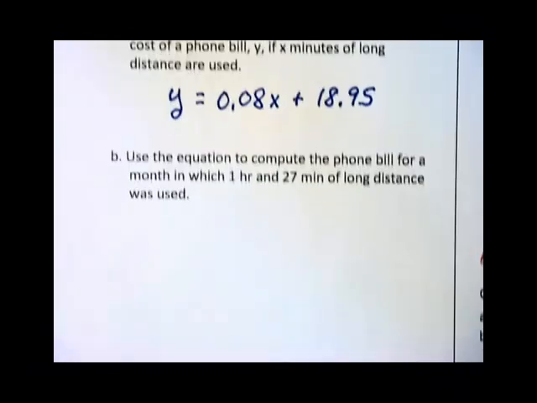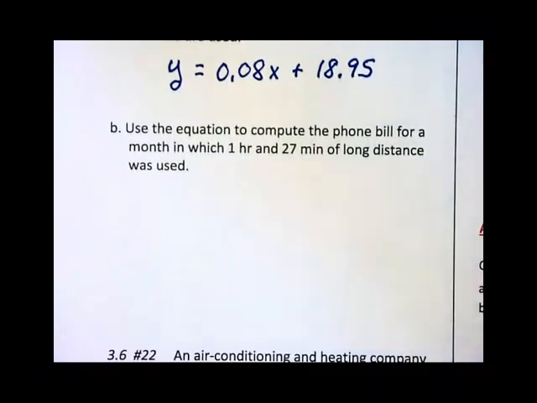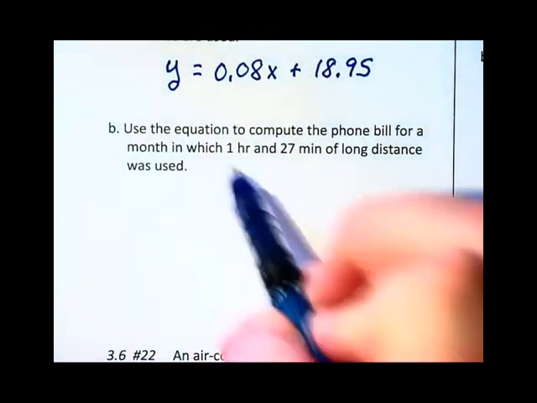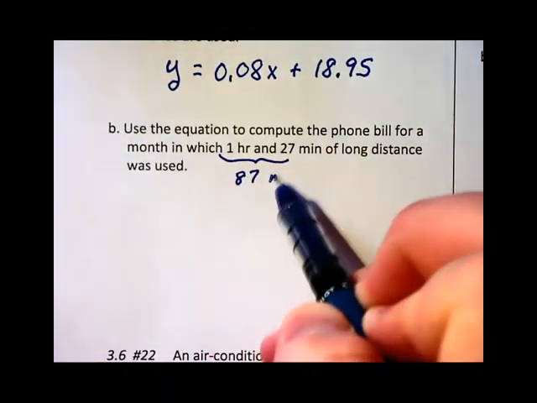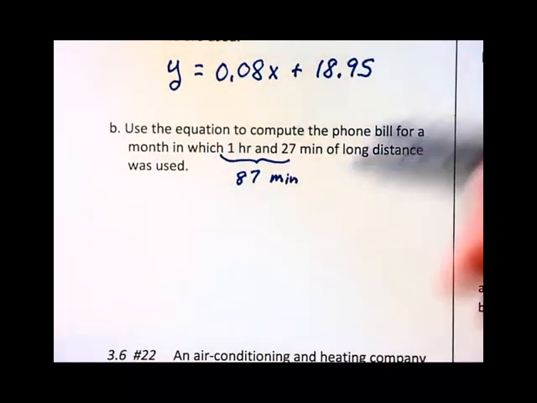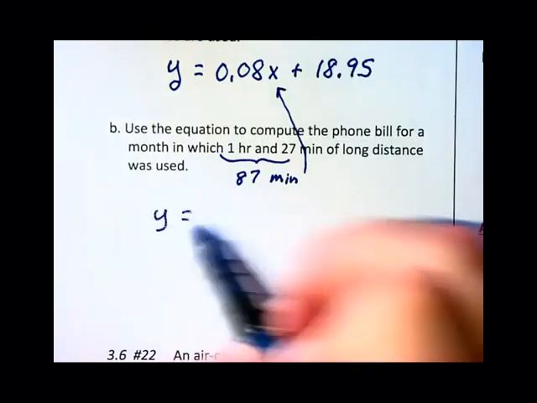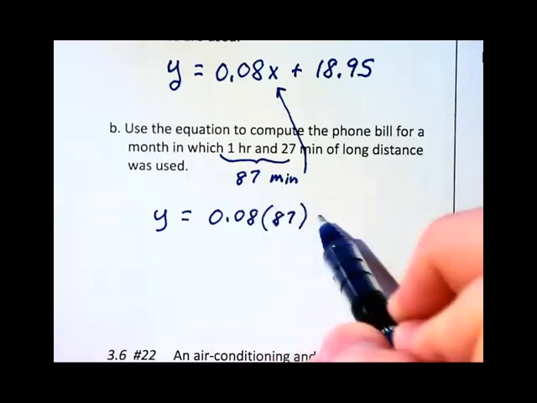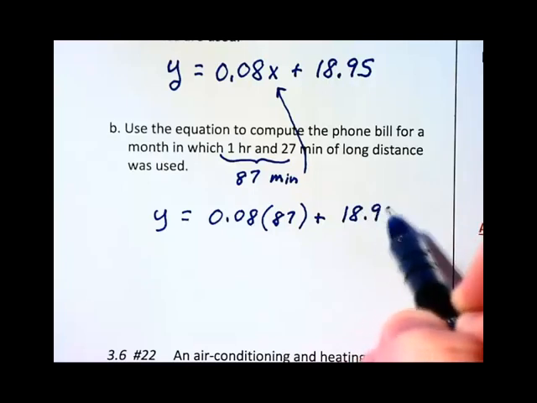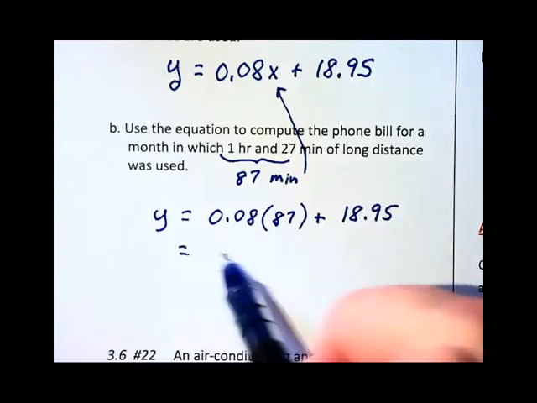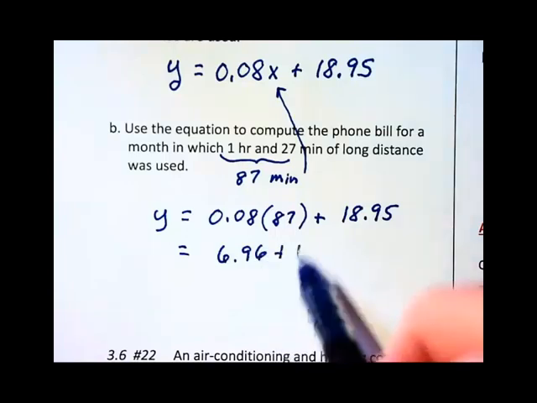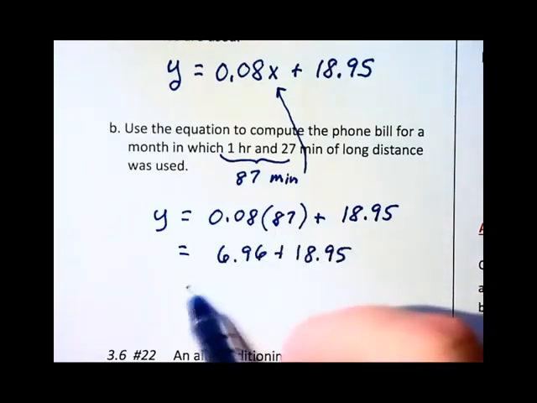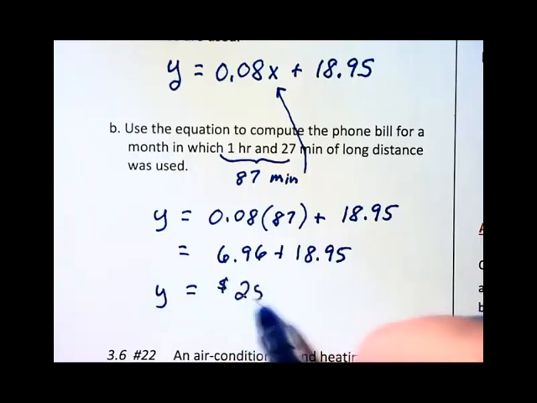Okay, continuing on. Use this equation to compute the phone bill. Now in hour 27 we need to convert into 87 minutes, and then we're going to substitute that into the equation that we had right up above. So y is going to equal 0.08 times 87, that's the fee for the minutes, plus the $18.95 monthly fee. This gives us $6.96 plus the $18.95, and we get a grand total here of $25.91. Notice that was a lot easier.